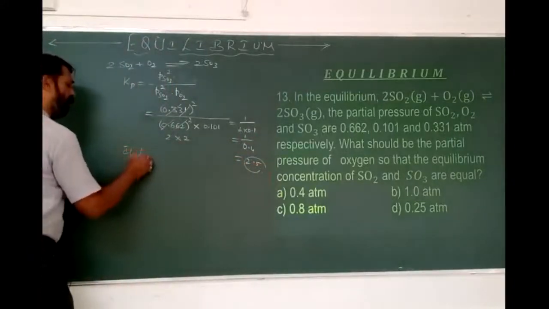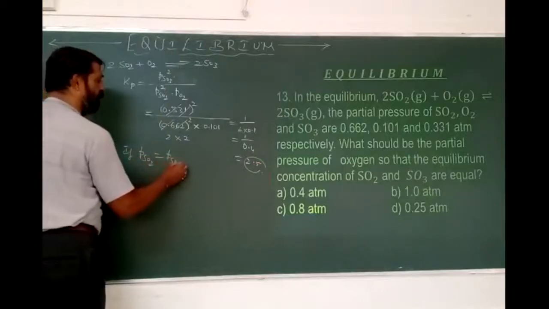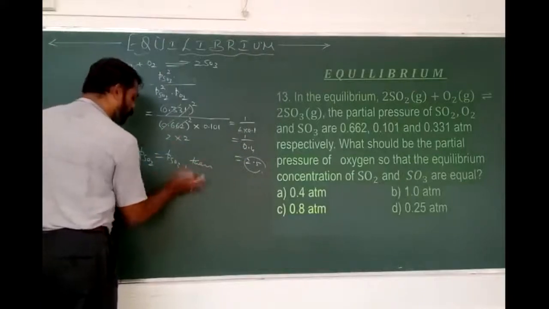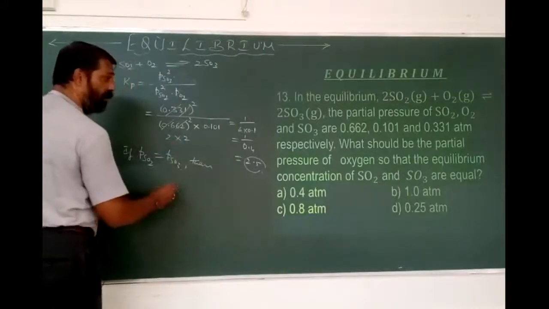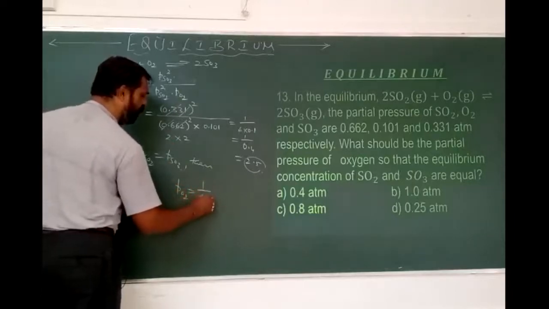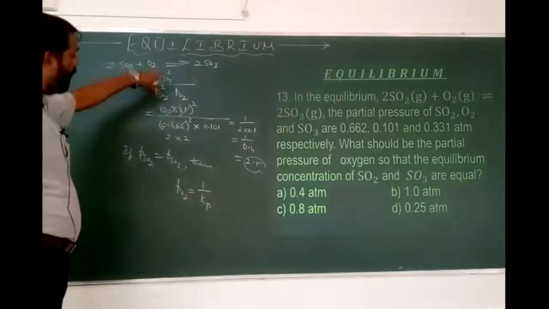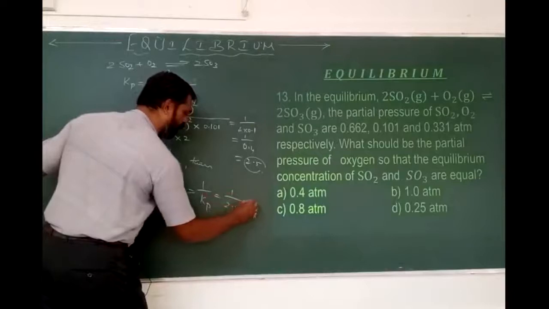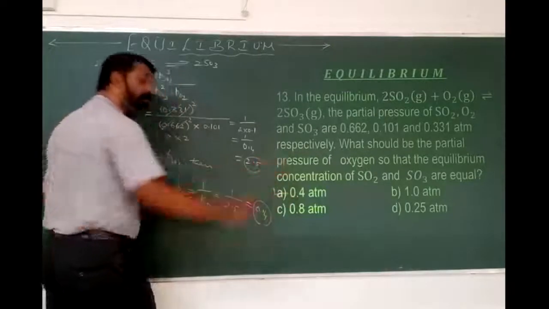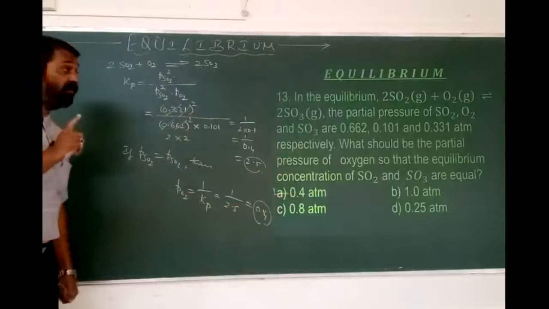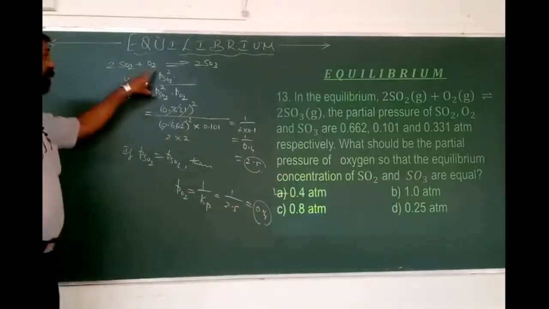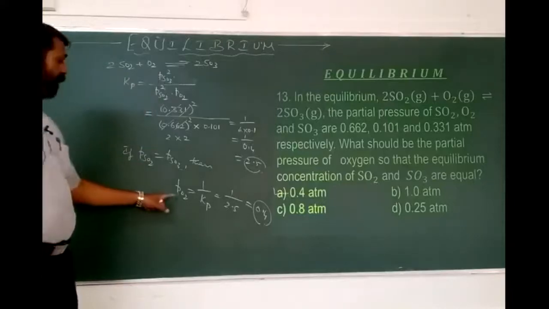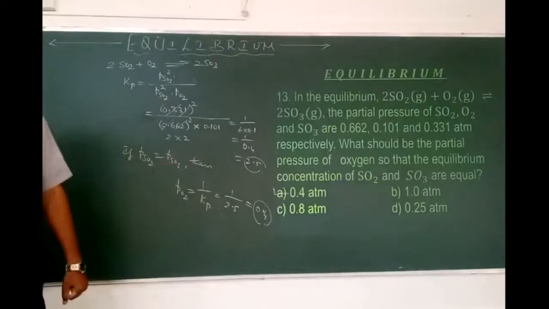So here, if P of SO2 is equal to P of SO3, then the partial pressure of oxygen is the reciprocal of Kp. If these two are equal, they get cancelled. Therefore, P of oxygen is equal to the reciprocal of Kp, that is 1 by 2.5, which is 0.4. First we calculate the value of Kp. Then, given the condition that the partial pressure of SO2 is equal to the partial pressure of SO3, P of oxygen is always equal to the reciprocal of the equilibrium constant.